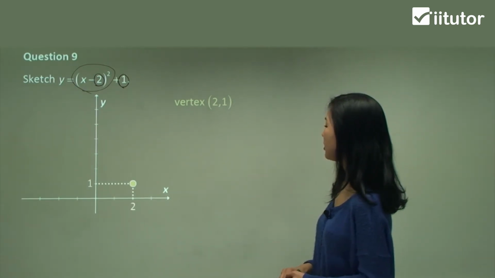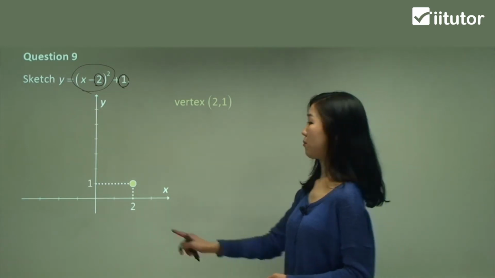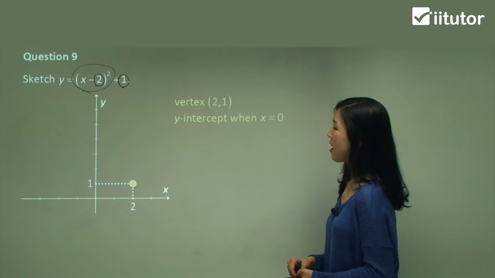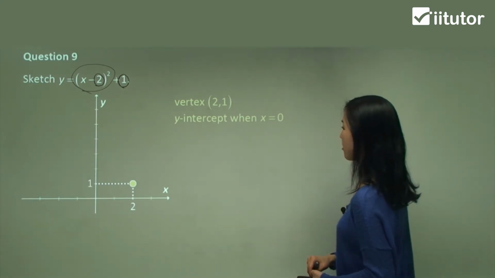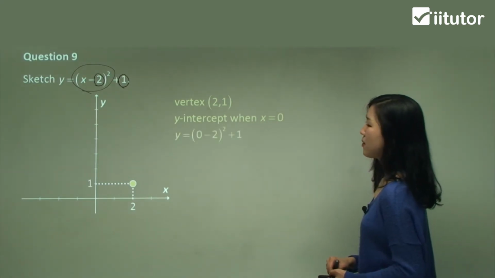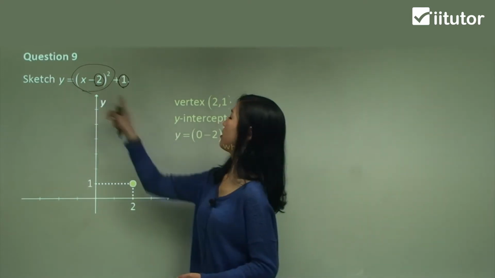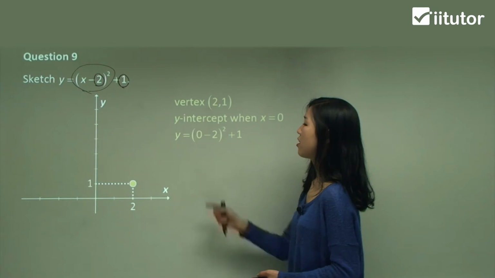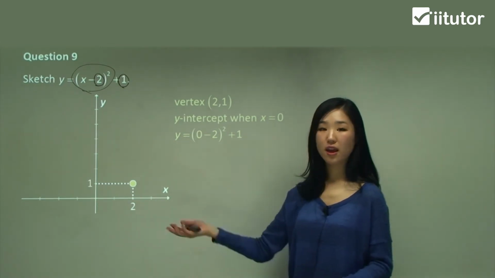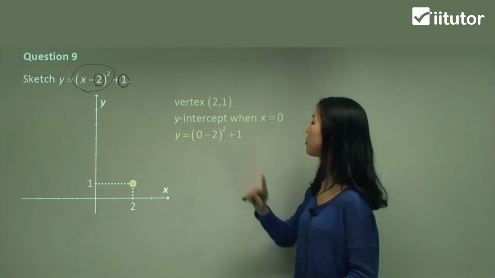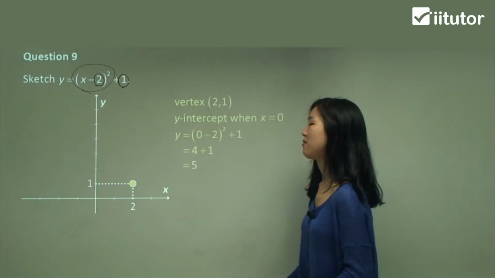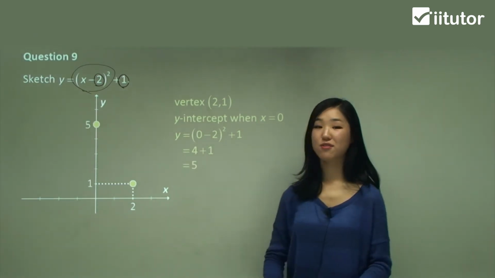Now what I'm going to do is just plot that in first. (2, 1) as our vertex, just plot it in. And we're going to find our y-intercept when x equals 0. So just sub in x equals 0 there. 0 minus 2 is negative 2, negative 2 squared is 4. 4 plus 1 is going to be 5. So our y-intercept is 5.